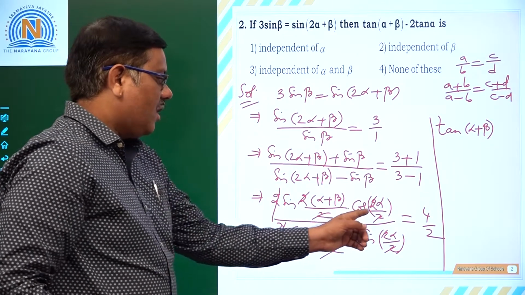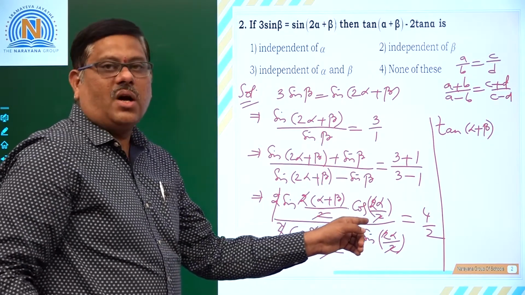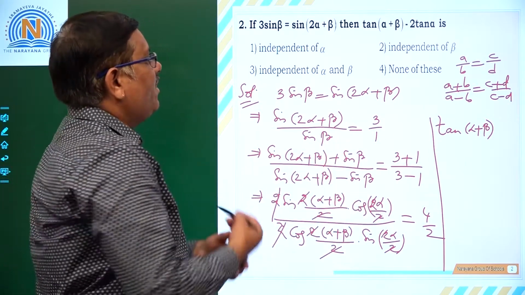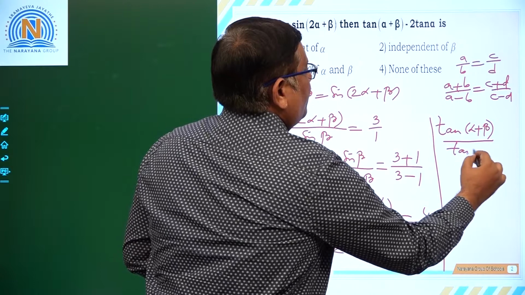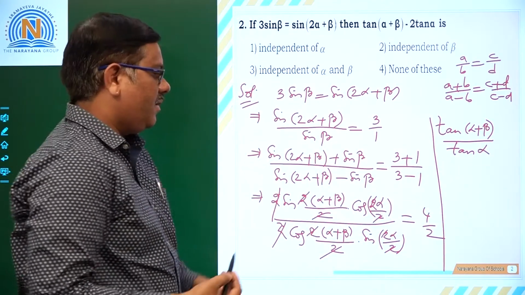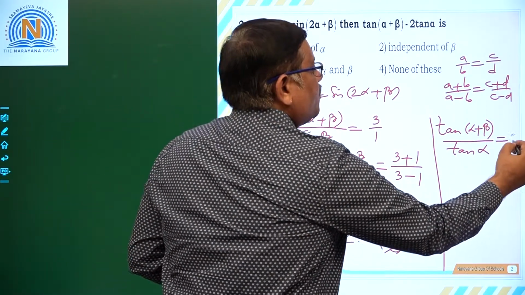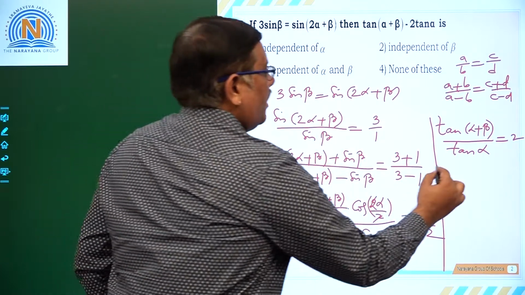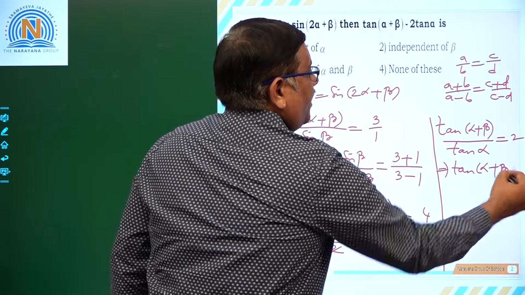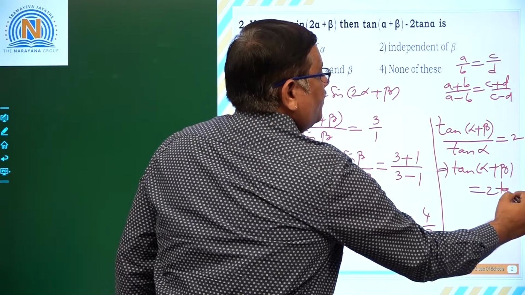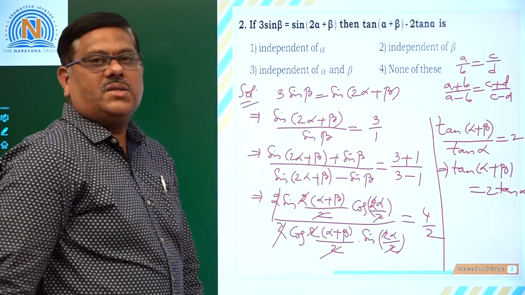Into here we have cos alpha by sin alpha, that is cot alpha. Sorry, into cot alpha we can write as by tan alpha. That is equal to 4 by 2, which is 2. Now we can write the same as tan(alpha plus beta) is equal to 2 tan alpha.